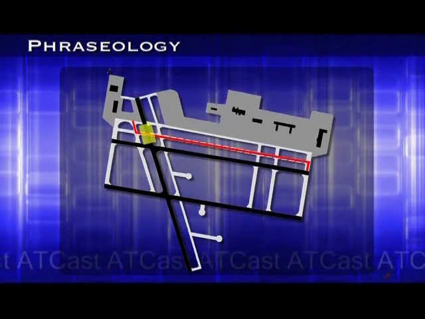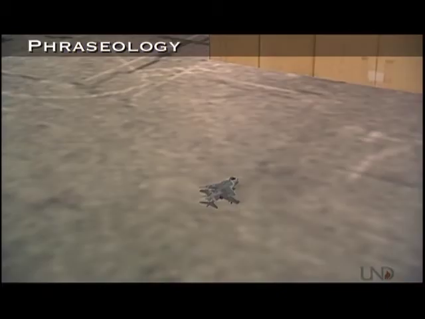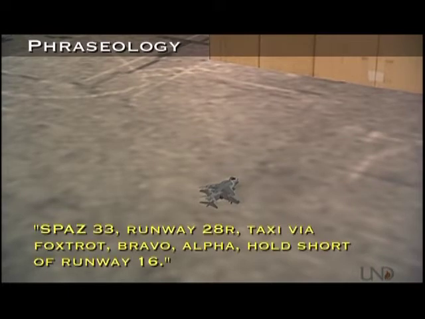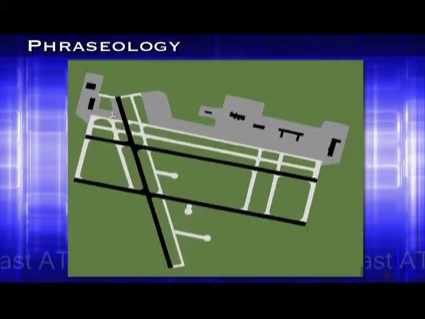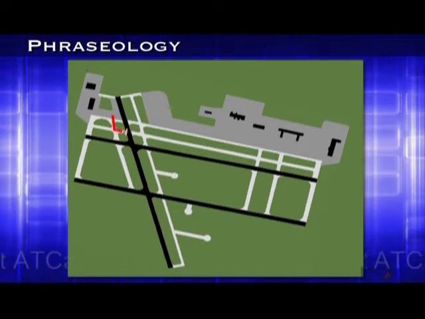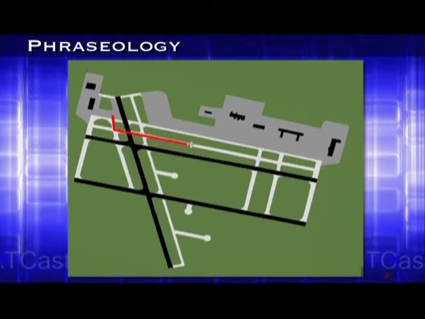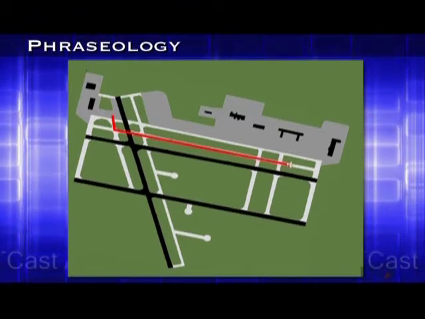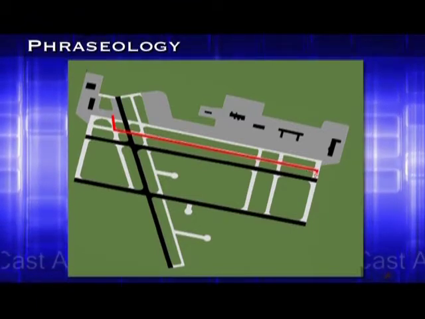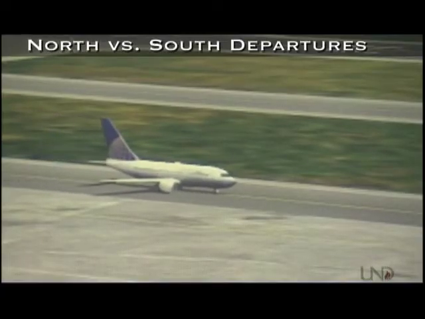Some instructors will have you consider it to be active even if you don't use it for anything. SPAS 33, runway 28 right, taxi via Foxtrot, Bravo, Alpha, hold short of runway 16. The aircraft will taxi straight out on Foxtrot, turn left on Bravo, and hold short of runway 16. Once given permission to cross runway 16, SPAS 33 will continue on Bravo, turn right on Alpha, and hold short of runway 28 right. You might be wondering how you'll know what direction aircraft needs to depart.